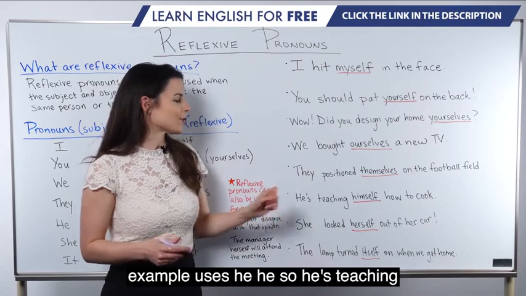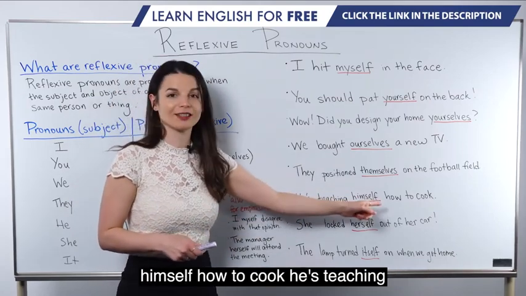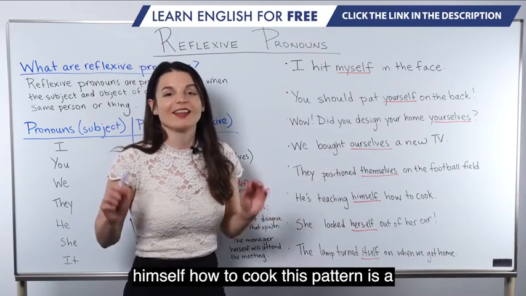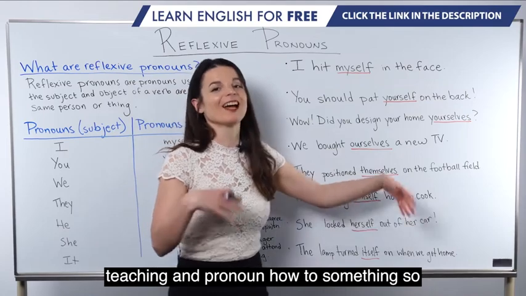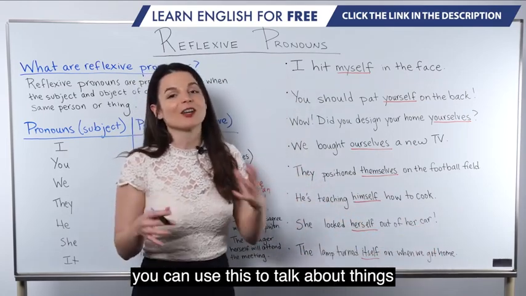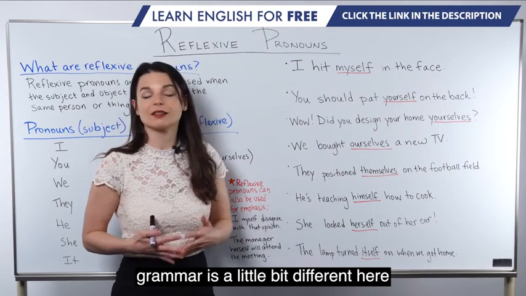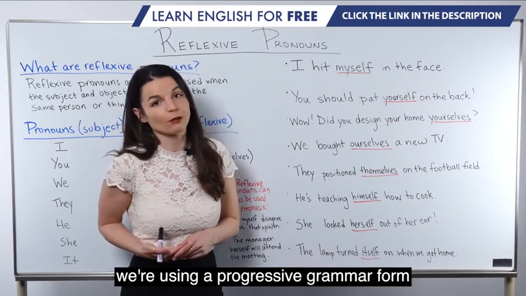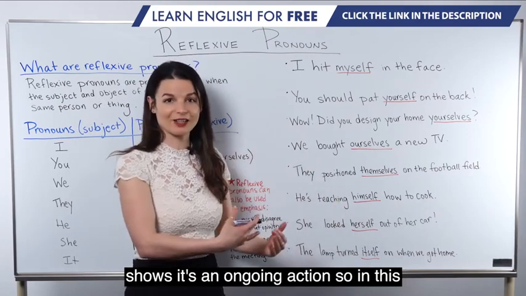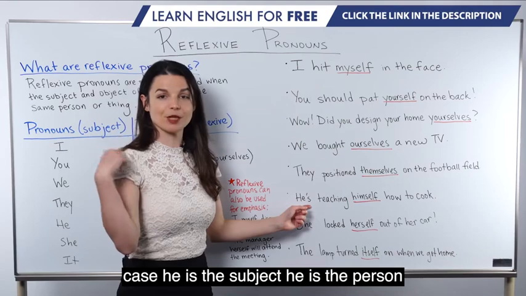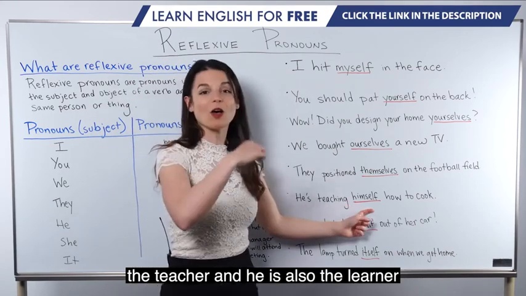Okay, the next example uses he. He's teaching himself how to cook. This pattern is a very, very helpful one. The subject is teaching and pronoun, how to something. So you can use this to talk about things that you are teaching yourself to do as well. In this sentence, you'll notice the grammar is a little bit different. Here we're using a progressive grammar form. He is teaching himself how to cook. This shows it's an ongoing action. So in this case, he is the subject, he is the teacher, and he is also the learner.